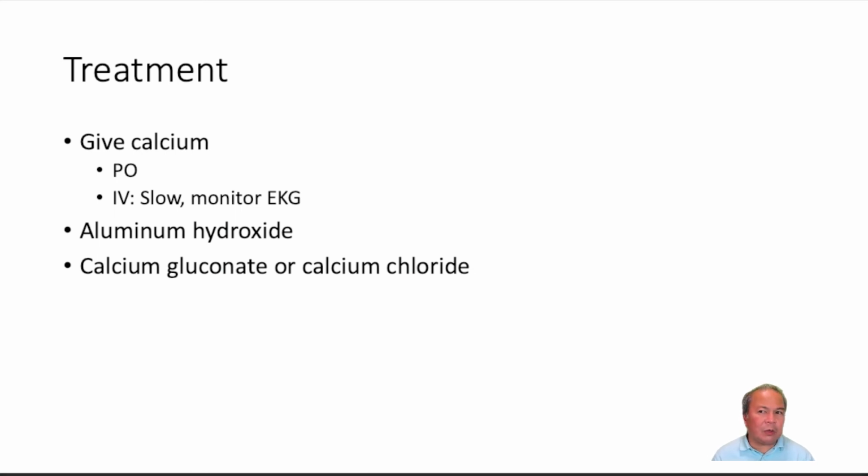You're going to see very quick change when you give calcium chloride. You're going to see a little bit of change when you give calcium gluconate, but you're going to see normalization of your PQRST, and at the same time normalization of your rate. The other treatment is the administration of aluminum hydroxide, and of course, as I mentioned, calcium gluconate and calcium chloride.